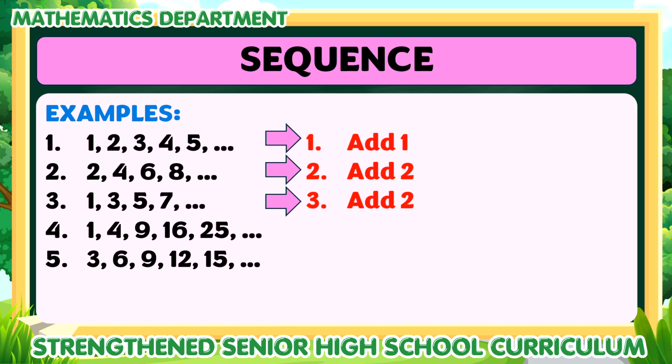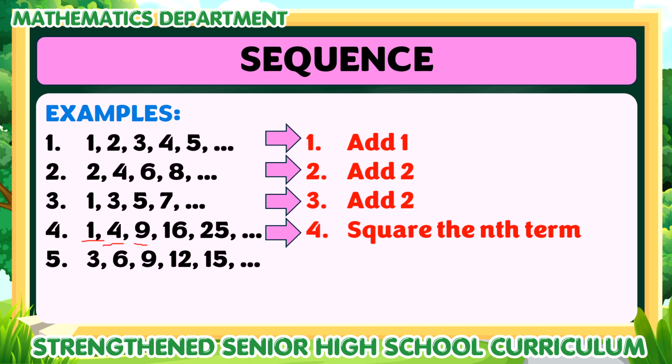For item number 4, you can obtain the term by squaring the nth term. So for example, for our first term, that is 1 squared, that gives us 1. For our second term, that is 2 squared, that gives us 4. For our third term, this is 3 squared, that gives us 9. For our fourth term, that is 4 squared, so that gives us 16. For our fifth term, that is 5 squared, so that gives us 25, and so on.